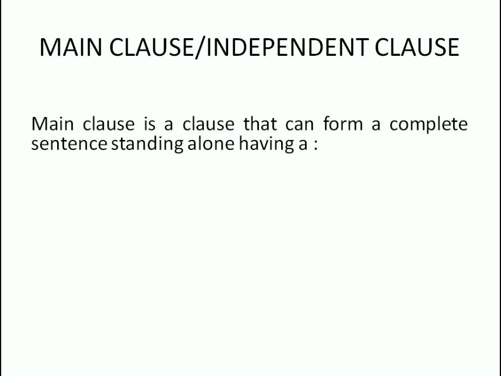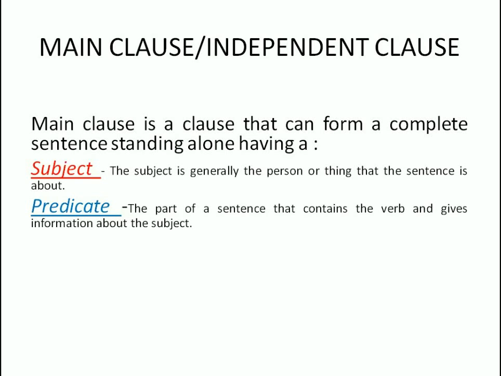Main clause is a clause that can form a complete sentence standing alone, having a subject and predicate. In a sentence, a subject is generally the person or a thing that the sentence is about, and the part of the sentence that contains the verb and gives information about the subject is predicate.